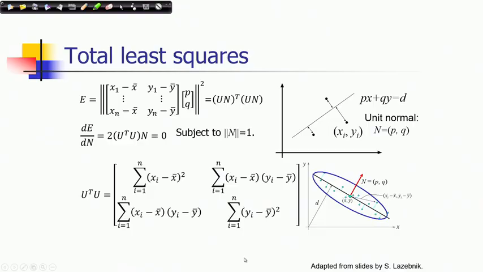The structure of U transpose U is also interesting to note. You can see that it is a 2 cross 2 matrix, and there will be 2 eigenvalues, and you have to choose the minimum eigenvalue, and the eigenvectors would also be of dimension 2 cross 1. The diagonal elements are the variances of x coordinates and y coordinates, whereas the off-diagonal elements are the covariance of x and y, and this is a symmetric matrix.